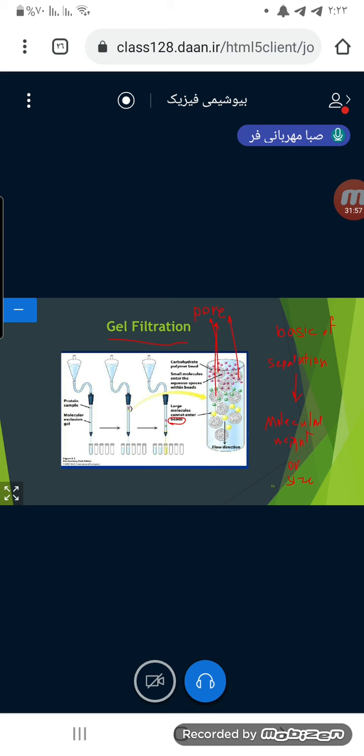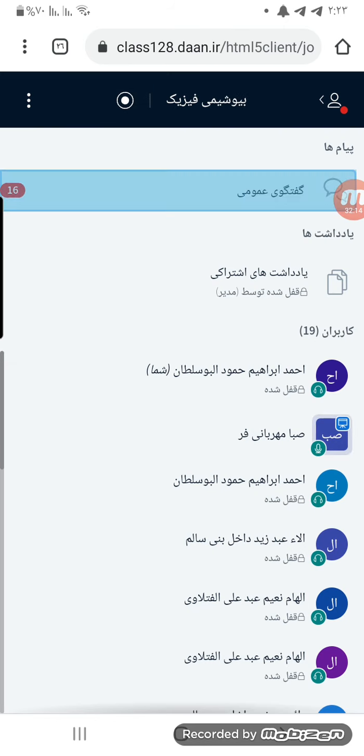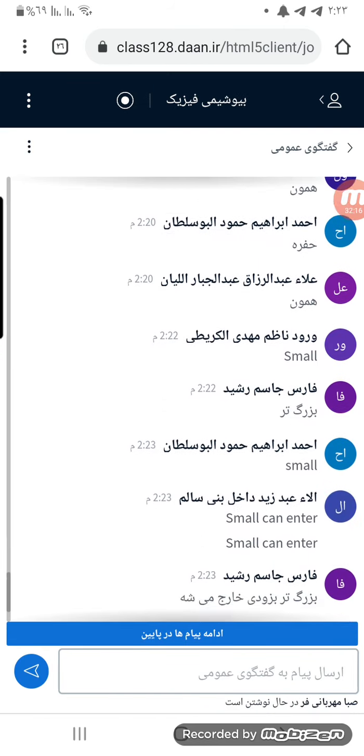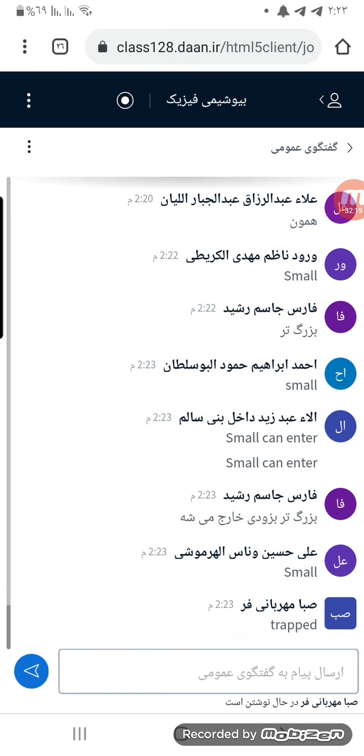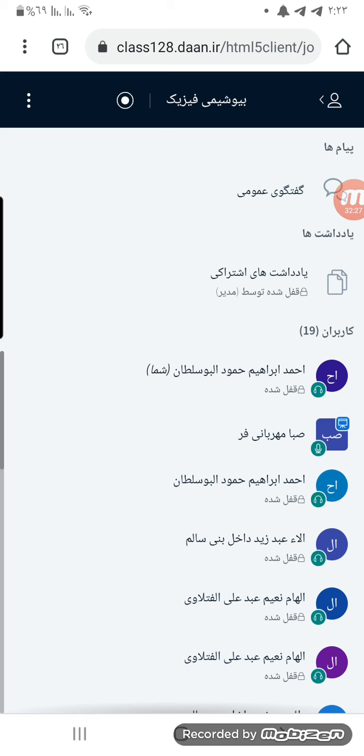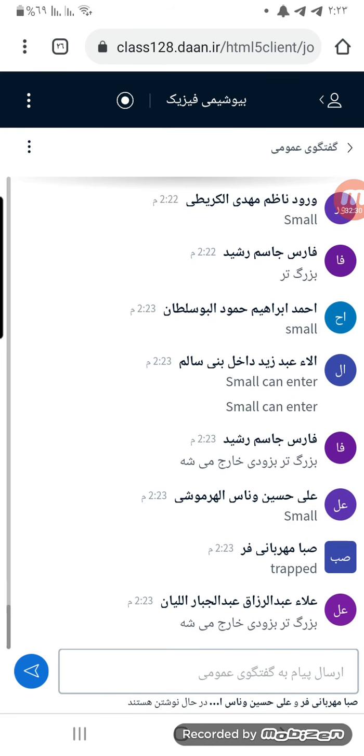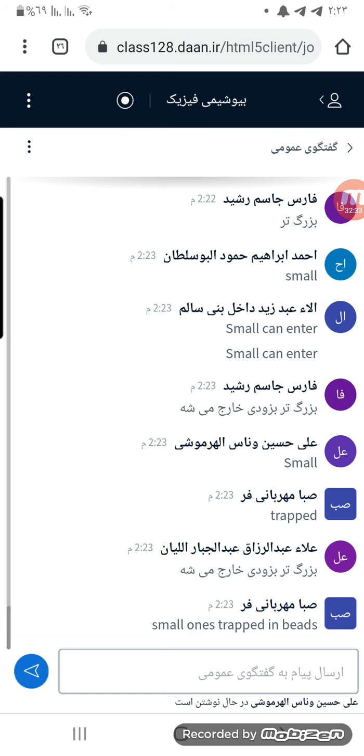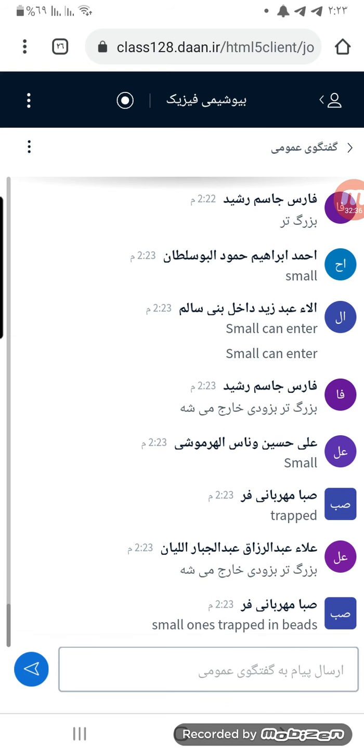So the small ones are trapped. In English, we can say trapped. Small ones are trapped in beads. The bigger ones exit, the smaller ones are trapped.